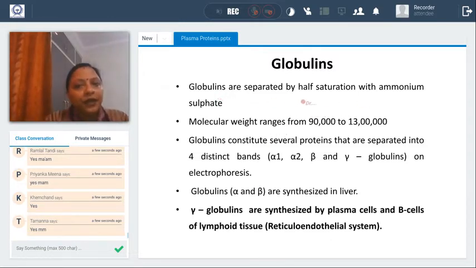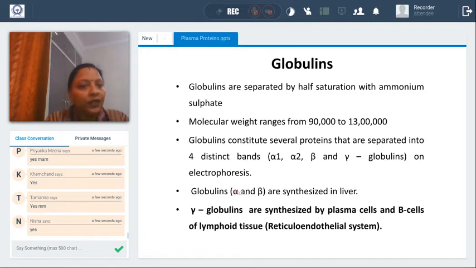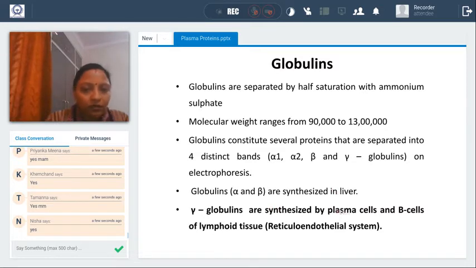Globulins. Globulins are separated by half saturation with ammonium sulfate. Molecular weight ranges from 90,000 to 13 lakhs. Globulin consists of several proteins that are separated into 4 distinct bands: alpha 1, alpha 2, beta and gamma globulins on electrophoresis. Alpha and beta are synthesized in liver. I just told you gamma globulins are synthesized by plasma cells and B cells of lymphoid tissues by reticuloendothelial system, RE. This is the exception. All other globulins are synthesized in liver. Now is it clear?